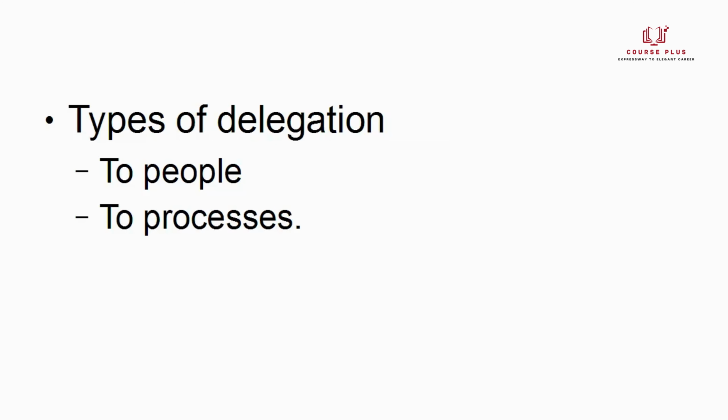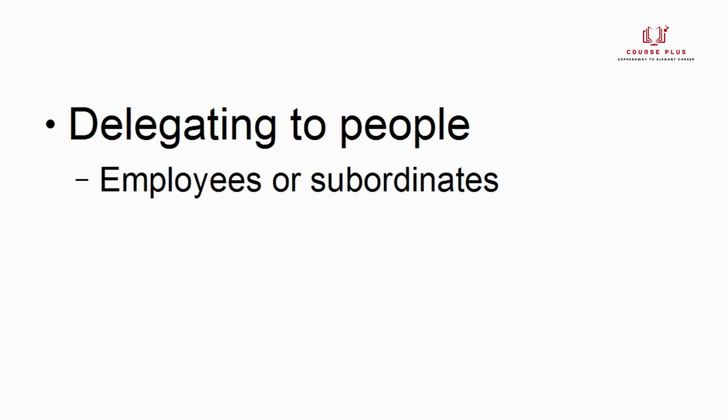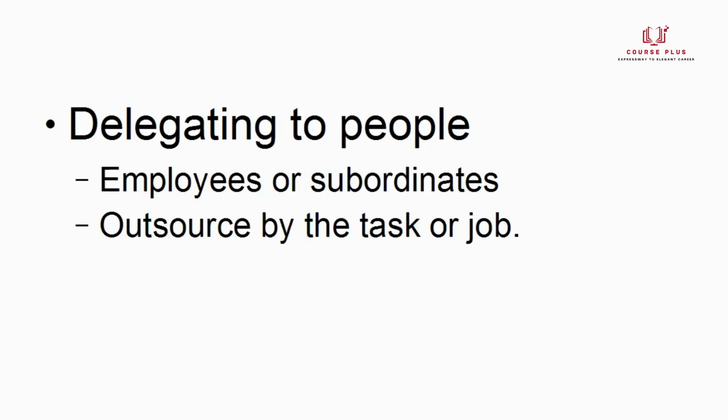Now, there are two types of delegation. The most common one, the one that most people think of when you hear the word delegate, is to people, to get somebody else to actually do the job for you. But you can also delegate to processes. Now, when it comes to delegating to people, you can delegate to employees or to subordinates. I'll talk more about this in a moment. Or you can outsource by the task or by the job.